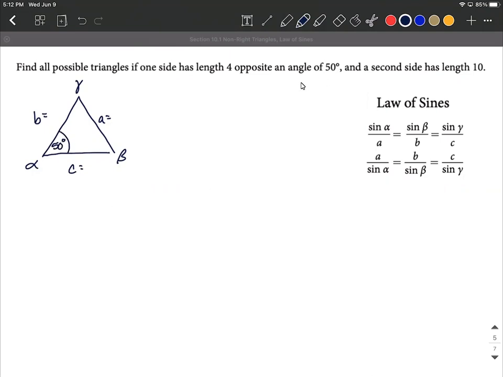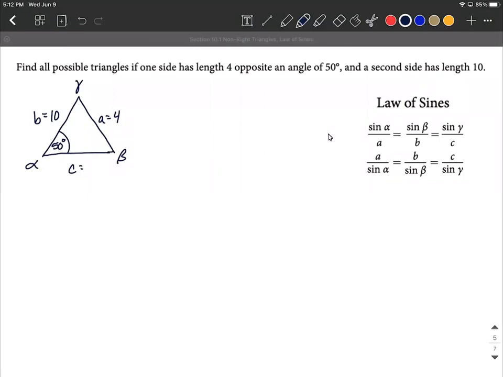corner. It doesn't really matter which corner you put it on, as long as the side opposite that is going to be 4. So A in our situation, because it's opposite of the 50 degrees, is going to be 4. And a second side length is going to be 10. I'm going to put that as B, but it really doesn't matter. You can put that as C. It would work just as well.